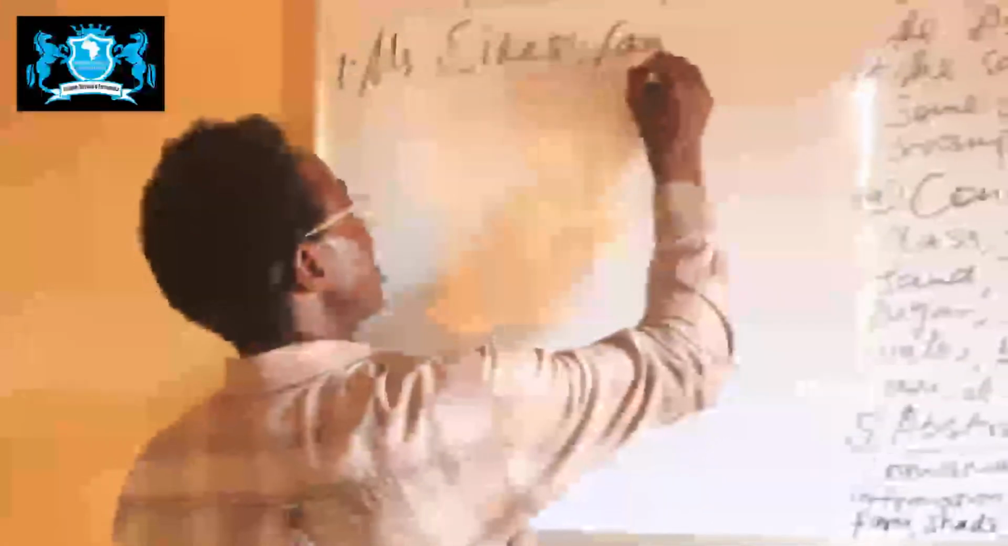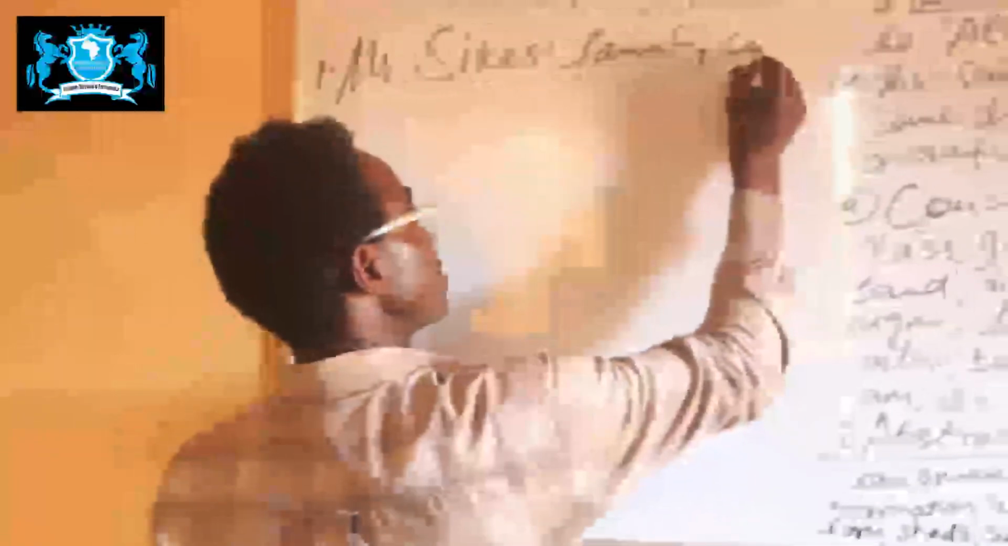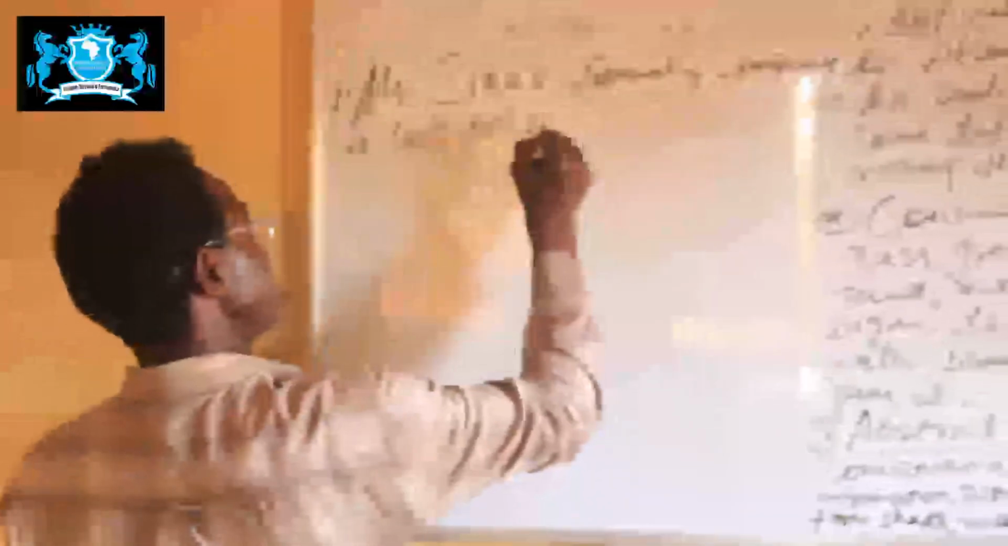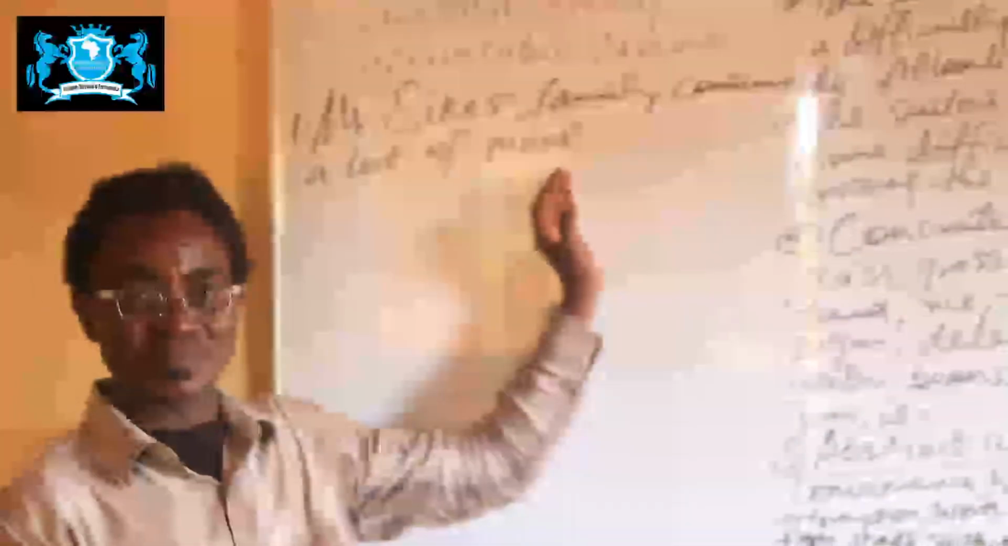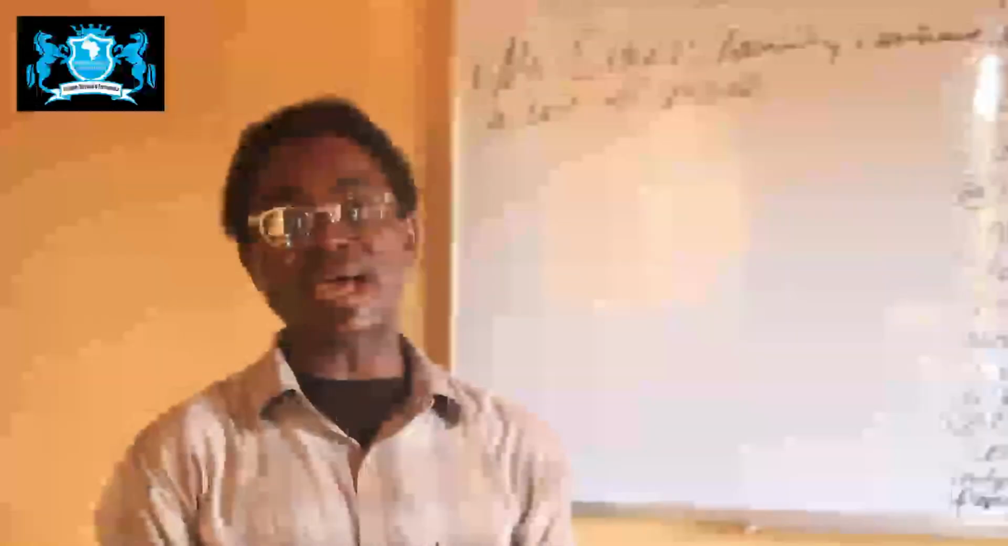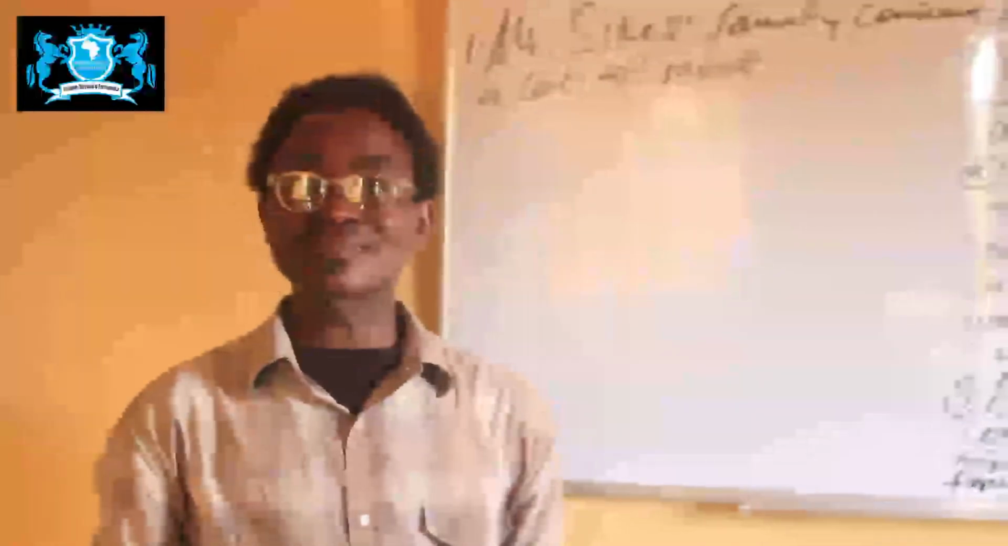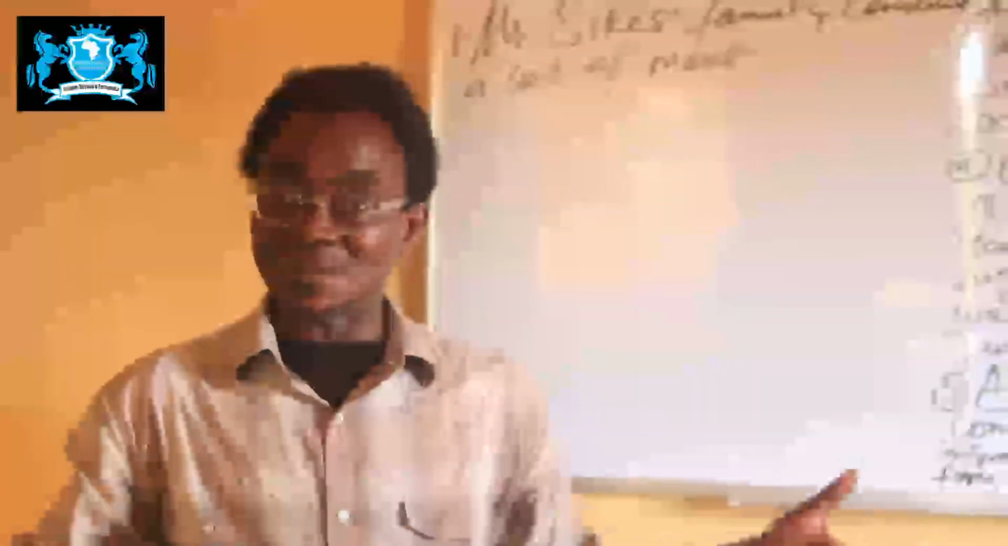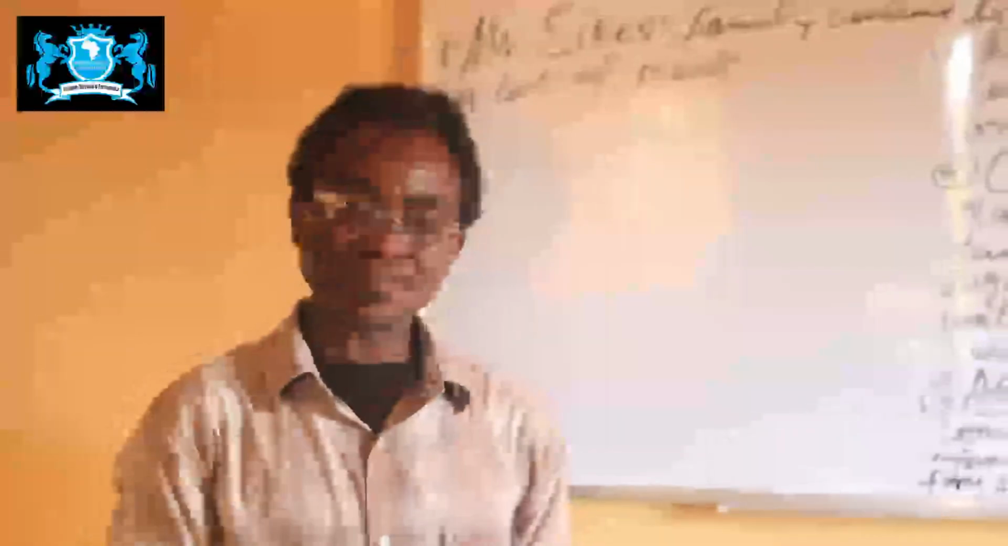Sykes family consume a lot of meat. Correct. But we do not say meats. A lot of tells us the amount they consume. But it must be a lot of meat. Or we can say Mr. Sykes' family consumes much meat, but not many meats. That's not possible. And it cannot be meats.